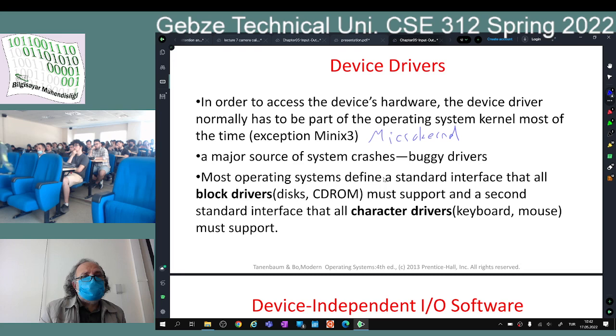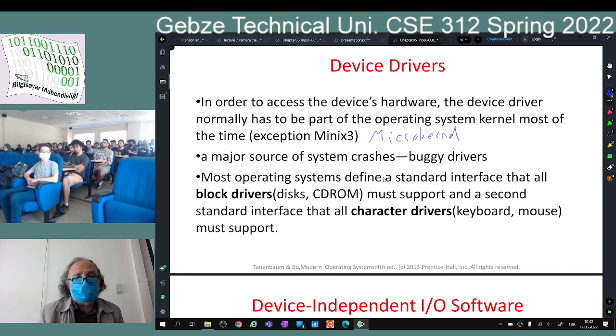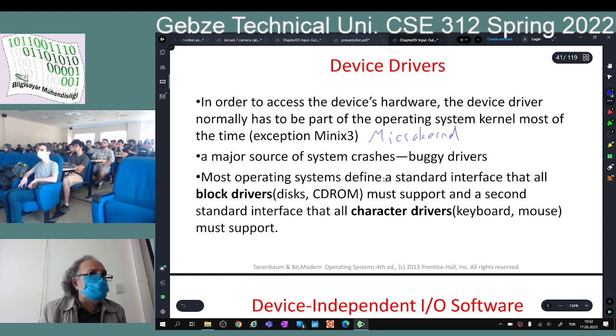So you define a set of rules for these kinds of drivers. Whoever is writing the device driver will follow the rules. Otherwise, their device driver won't be able to connect to the system. It will not be installed. Okay? So, this is some information about the device drivers.